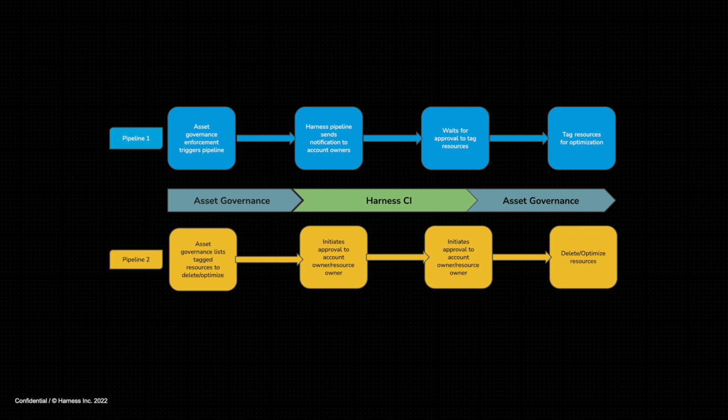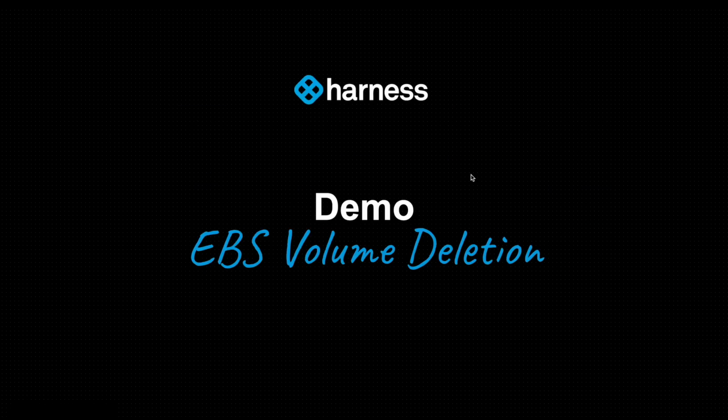For this demo, I am assuming you have Harness CCM set up in your environment and all necessary permissions like list and delete are provided to asset governance. We do not need any additional permissions for the pipeline except adding the owners to the Harness SaaS platform. We will use unattached EBS volumes for this demo, but similar pipelines can optimize any cloud resource. So let's dive in.